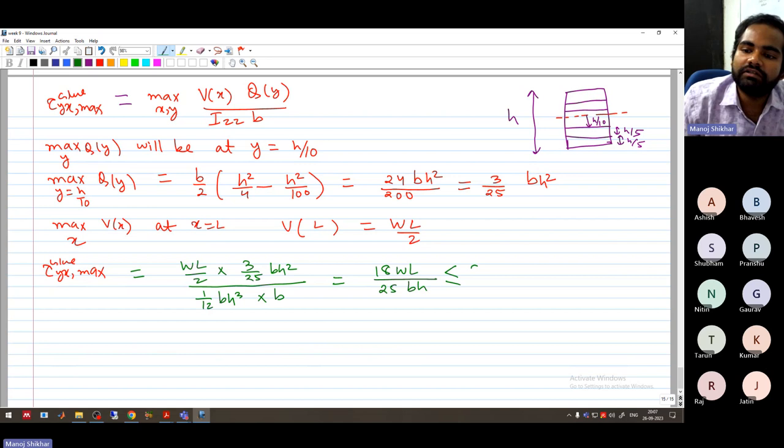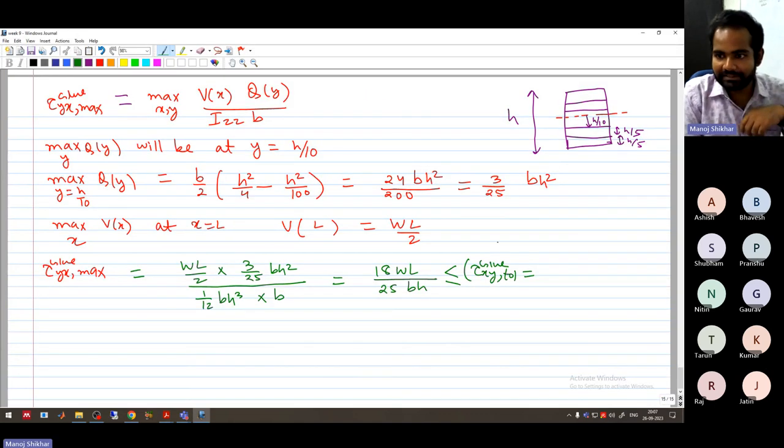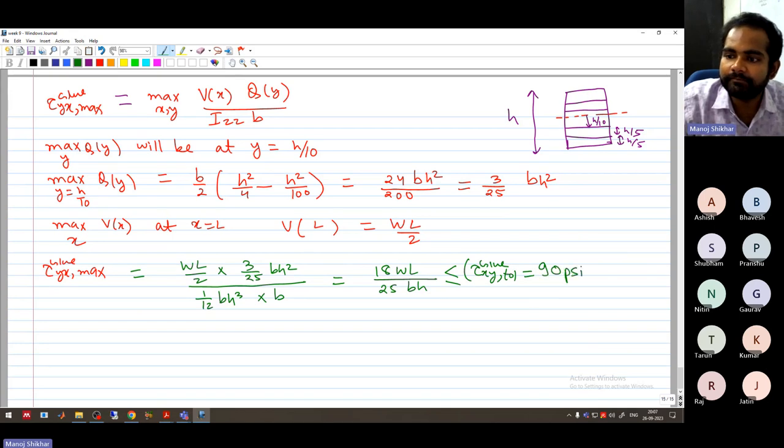It should be less than the tau XY tolerance of glue. And this value is given as 90 psi.